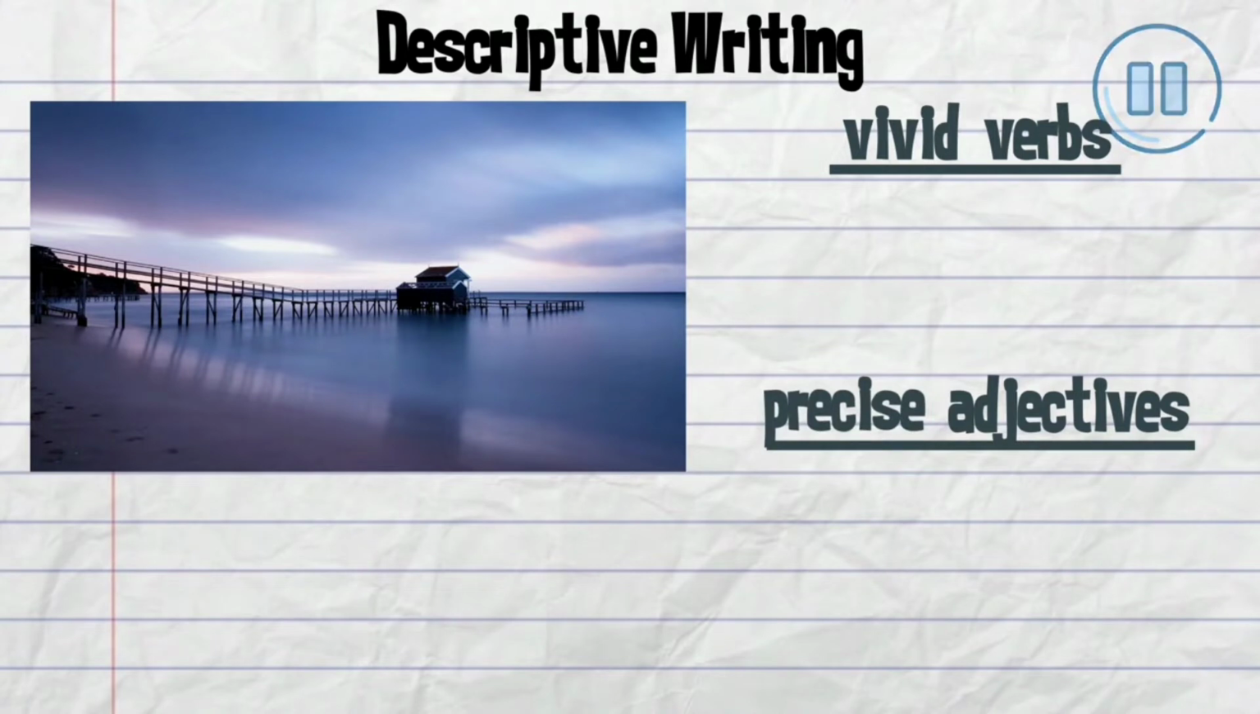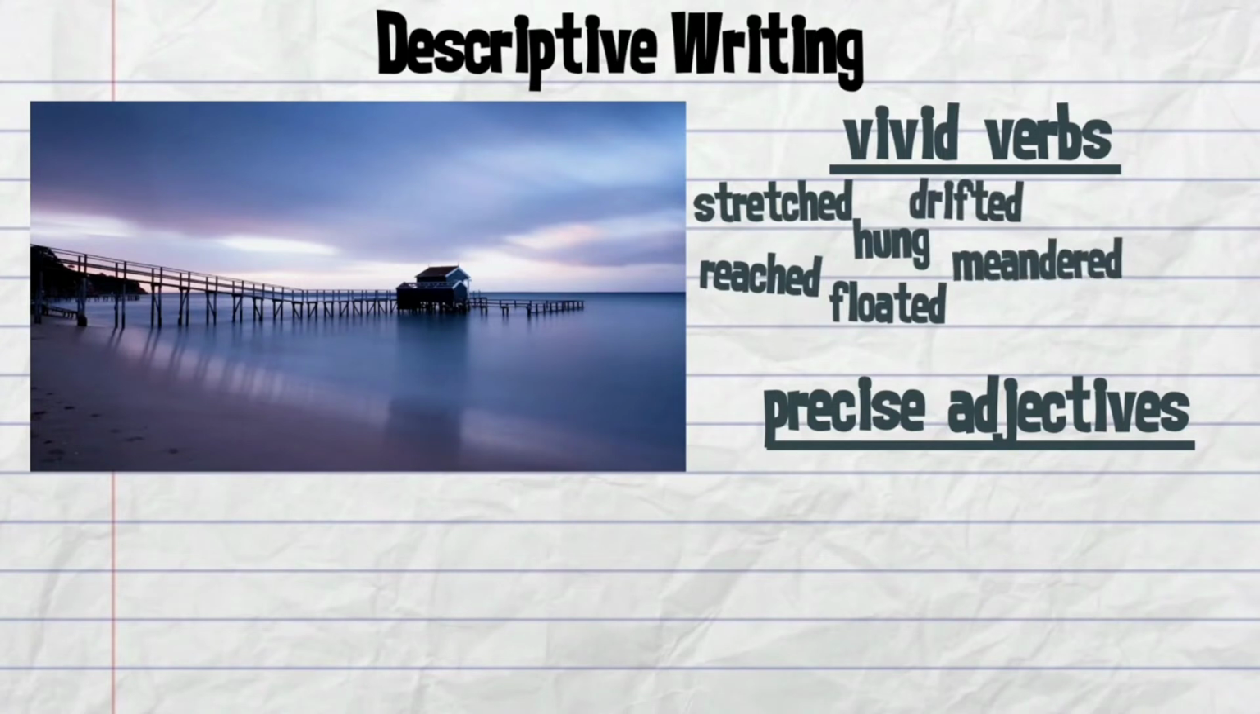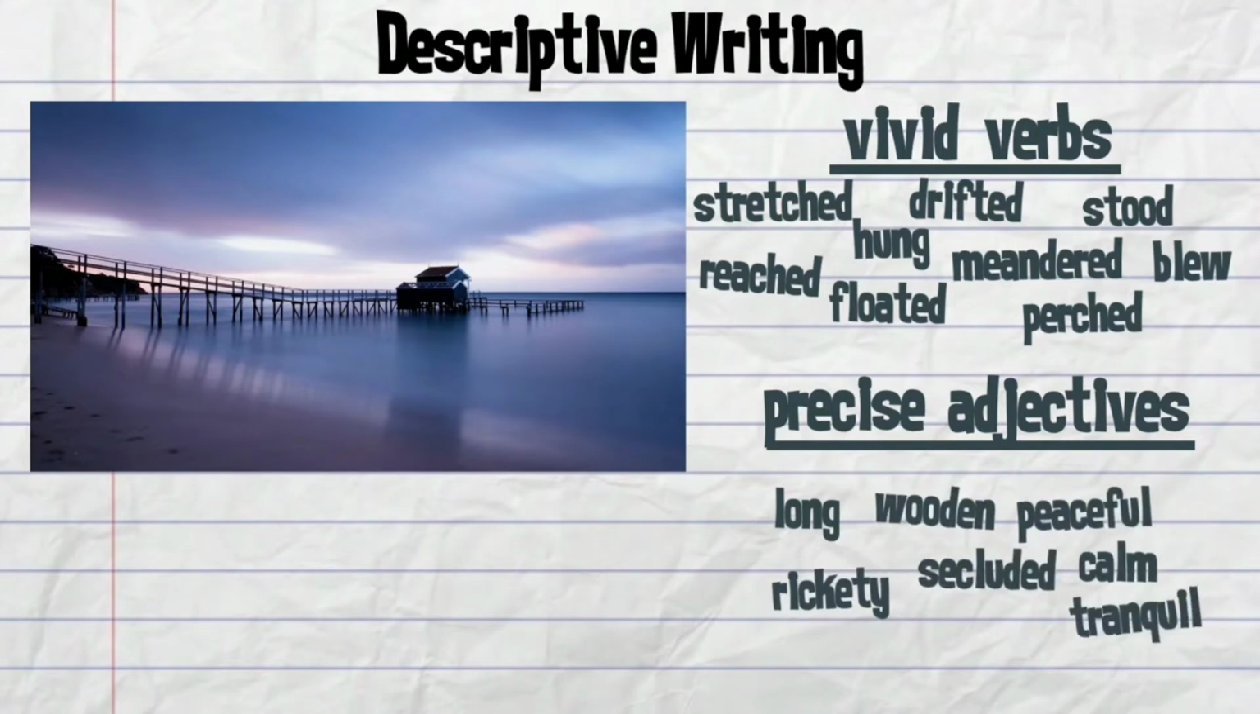How did you go? Here are some verbs I came up with: sketched, reached, hung, floated, drifted, meandered, perched, stood, blew. And my adjectives: long, rickety, wooden, secluded, peaceful, calm, tranquil, soft, grey and blue.